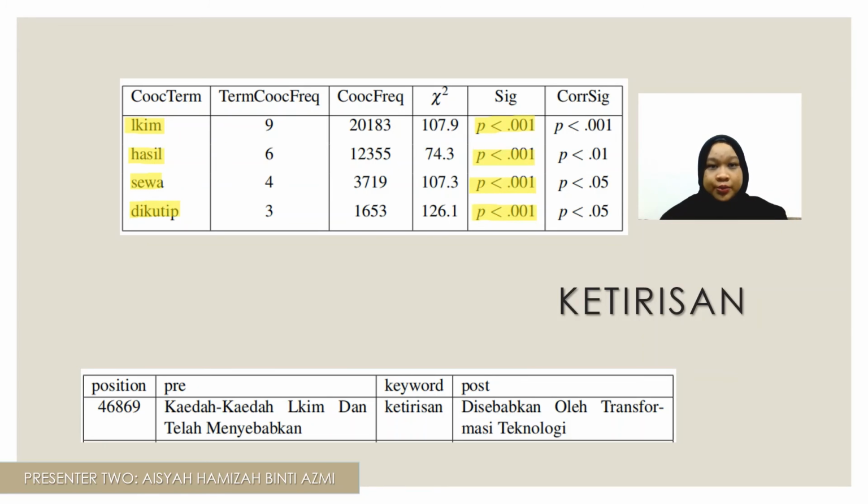Based on output, the words LKIM, hasil, sewa, and dikutip are found to be highly significant with the term ketirisan, since the p-values are less than 0.001. The word LKIM is an abbreviation for Lembaga Kemajuan Ikan Malaysia.